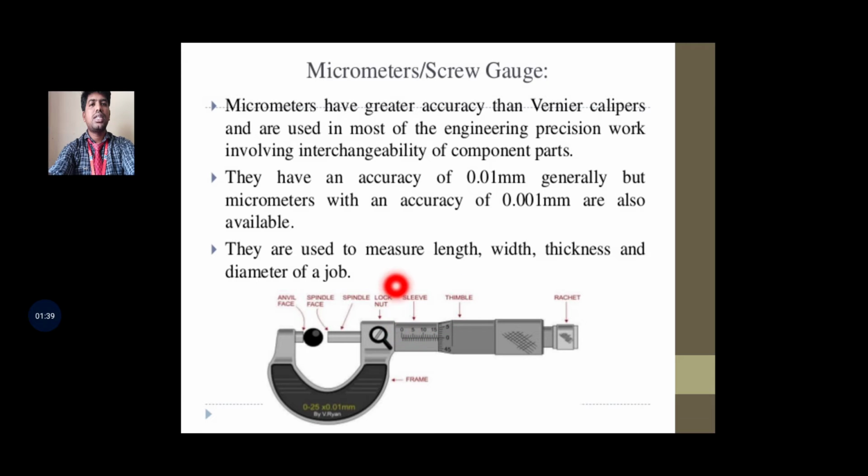The micrometer consists of an anvil, spindle, thimble and ratchet. By the rotation of the ratchet, the spindle motion is made and the reading is taken on the sleeve and thimble. At the intersection of the sleeve value and the thimble value, the measurement value is taken on the micrometer.